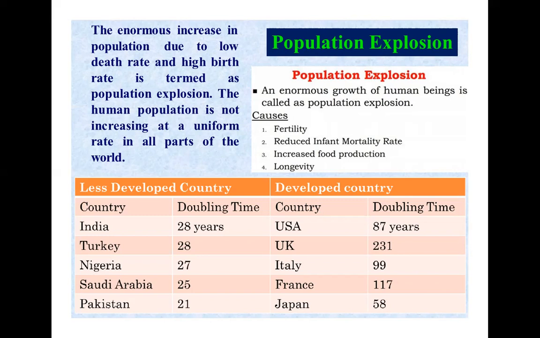For Saudi Arabia, it is 25 years. For Pakistan, it is 21 years. For USA, it is 87 years. For UK, it is 231 years. For Italy, it is 99 years. For France, it is 117 years. And for Japan, it is 58 years.